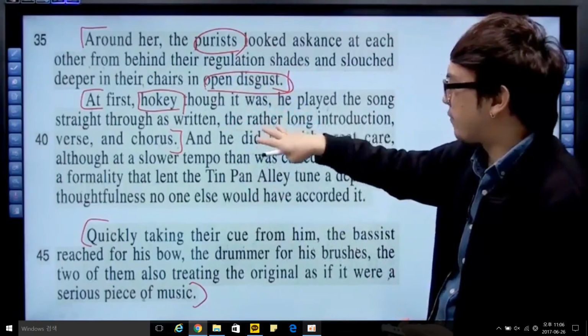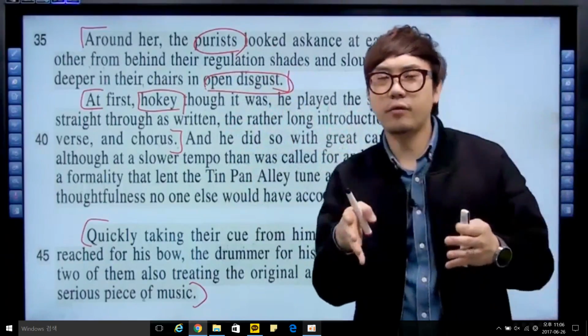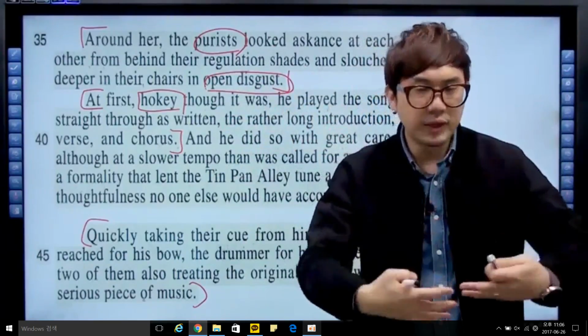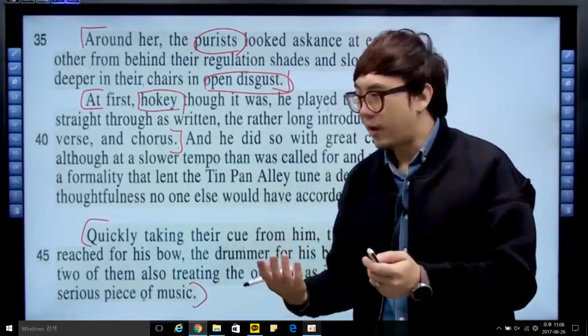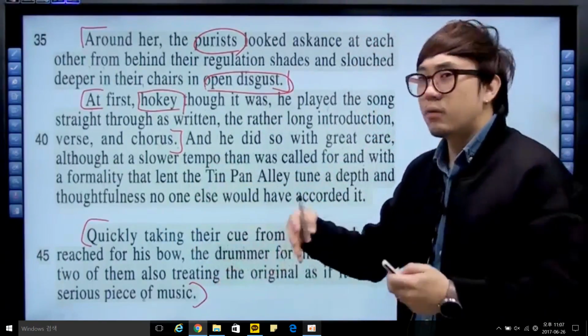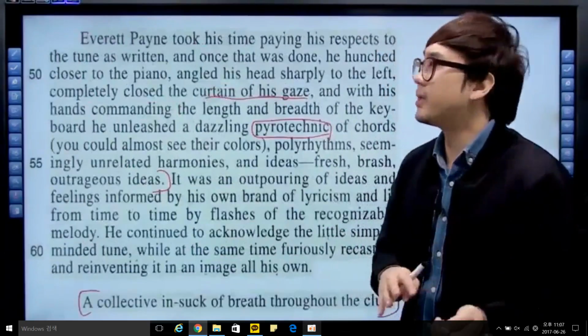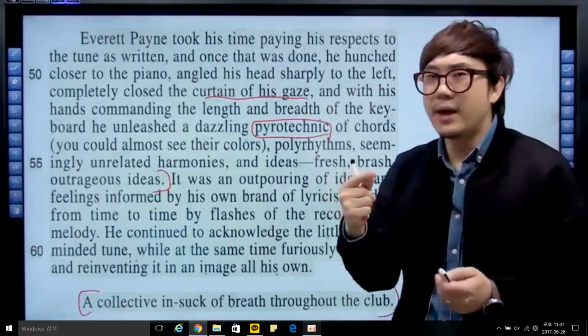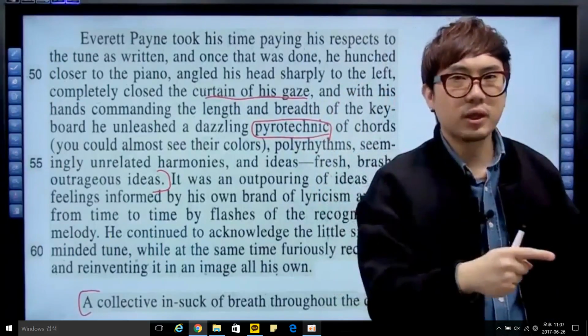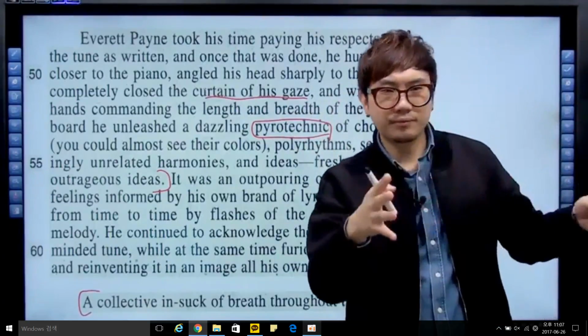And then, of course, at first he played the song straight through as the song was written. So the original song, he was just going to play that way. And of course, the bassist and everybody else were doing the same thing. But then, as soon as the cue was done, as in, let's say a verse was done, or at least like 16 bars.